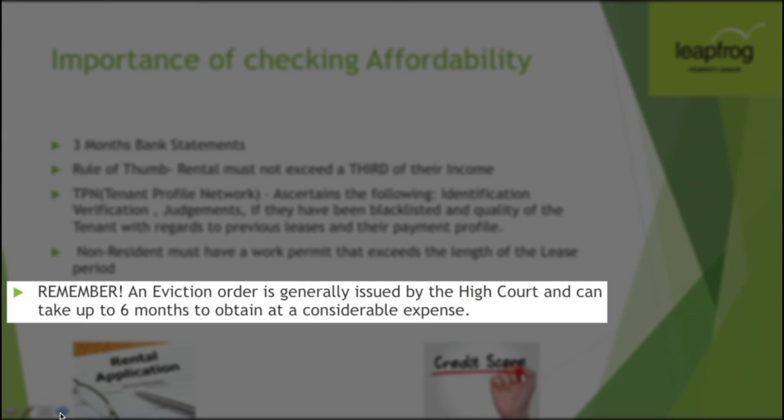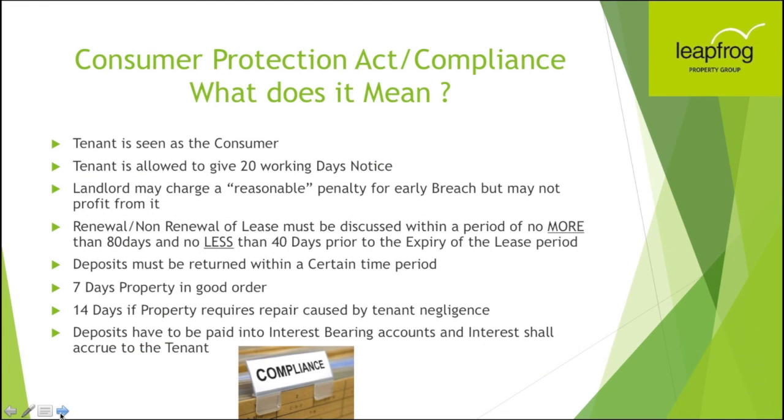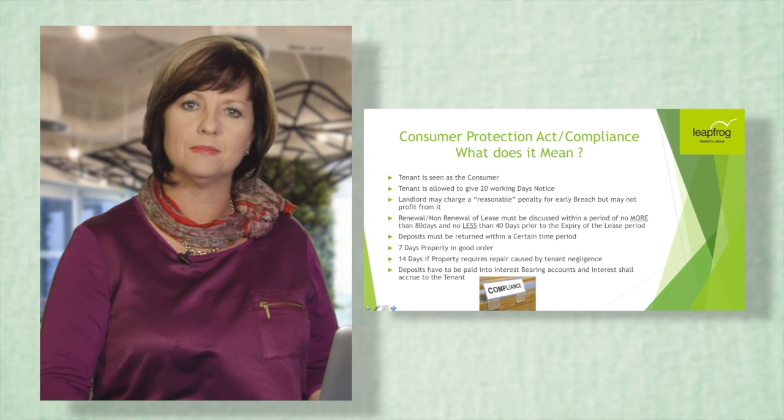Because remember this, an eviction order, 1, is a very costly expense, and 2, it can take up to 6 months to obtain because it is generally obtained through a high court. What does the Consumer Protection Act mean to you as the landlord and to your tenant? Well, this is what it means.